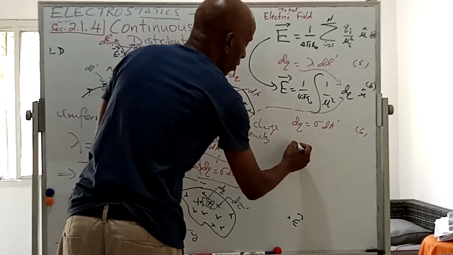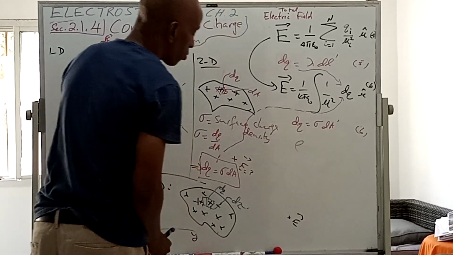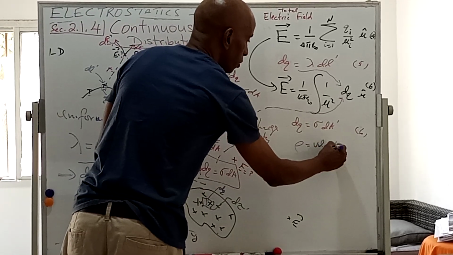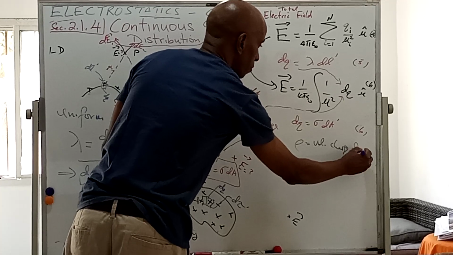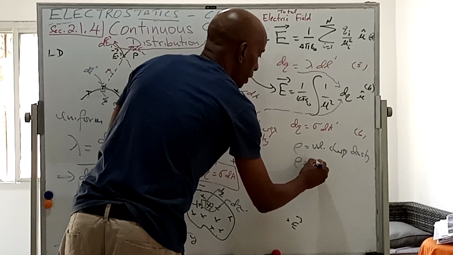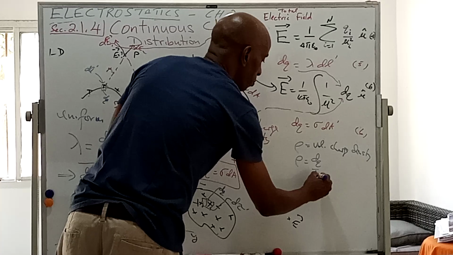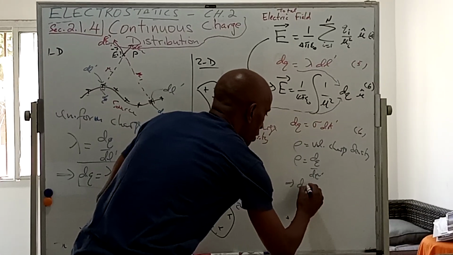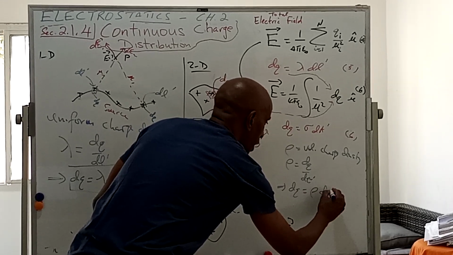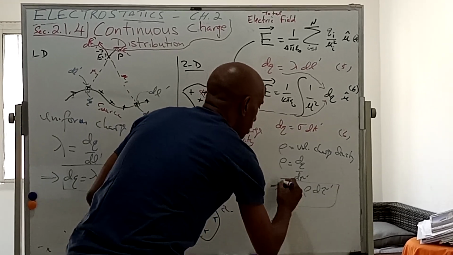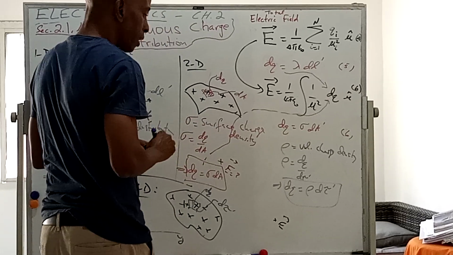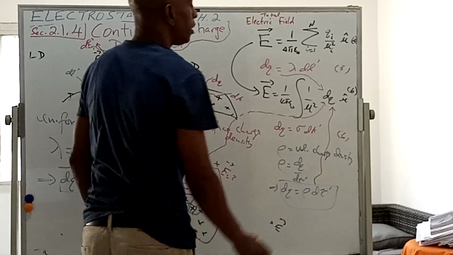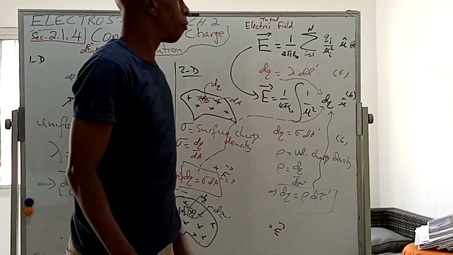So again, if we work it out, we'll see that in this case, we'll use rho to represent the volume charge density. And rho will be charge per unit volume, d tau. Again, dq in this case will then be rho d tau prime, okay, for the volume. And again, this is the quantity that I will replace here for the dq in my equation number 6.